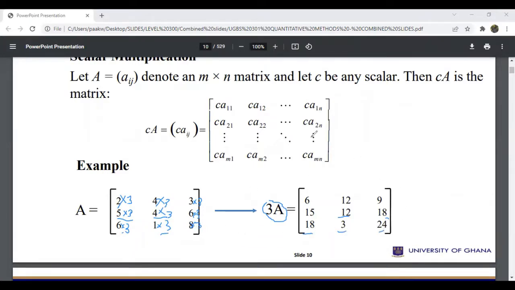So actually, when you talk about scalar multiplication, you use the scalar given to multiply each and every element in the matrix. Now the elements are the numbers within the bracket here. I don't know how it's called, but those numbers are called the elements of that matrix. You get me?